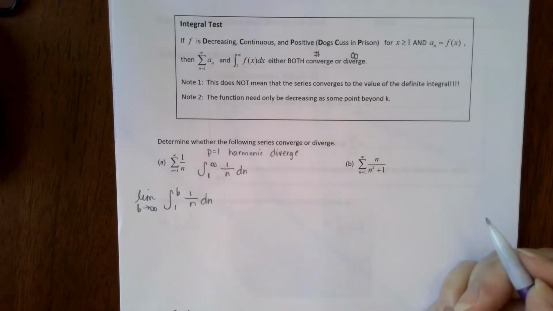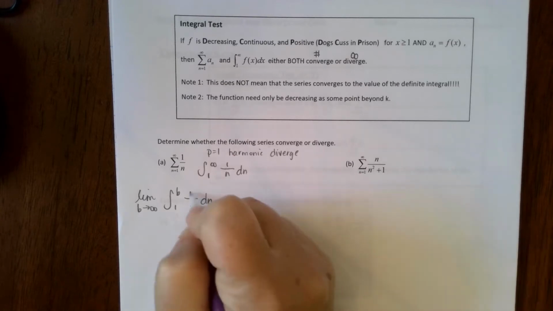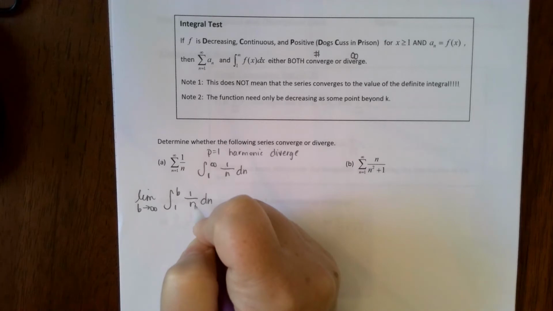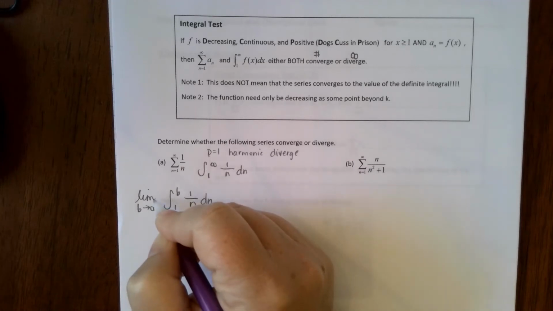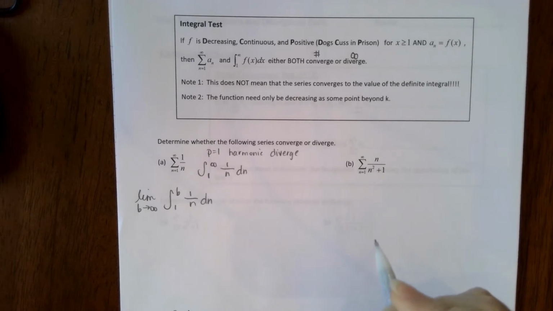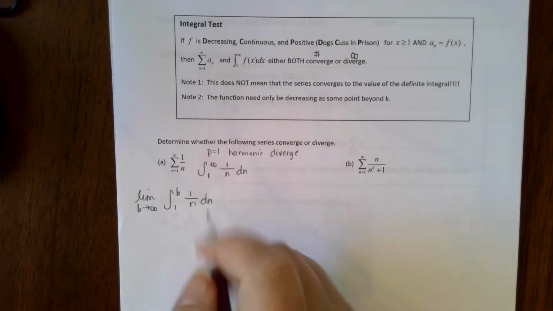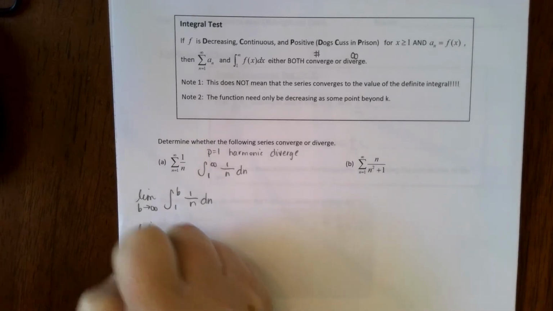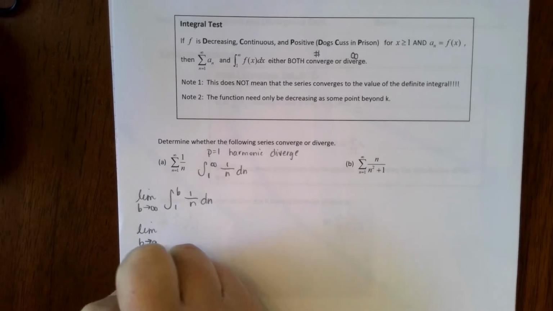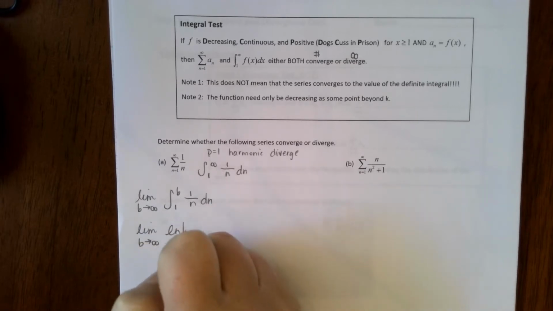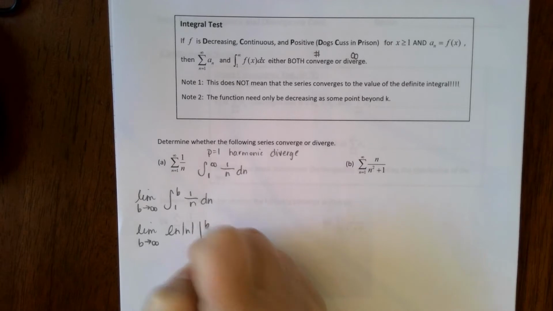Okay? So you need to take the integration of this. So if you integrate 1 over n, you end up with ln n. Now, this is where a lot of you dropped off the limit. You can't drop off the limit. You have to write the word limit again of ln of n from 1 to b.